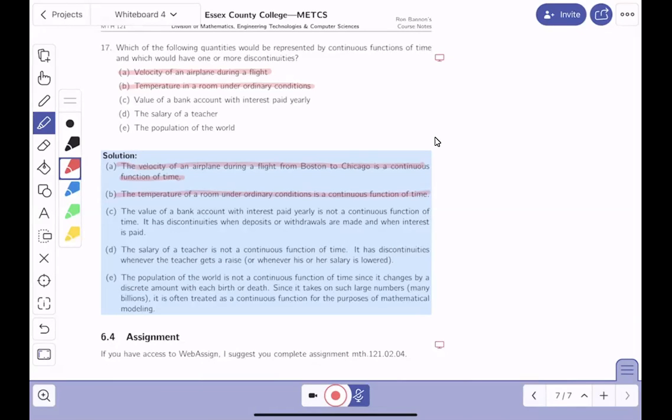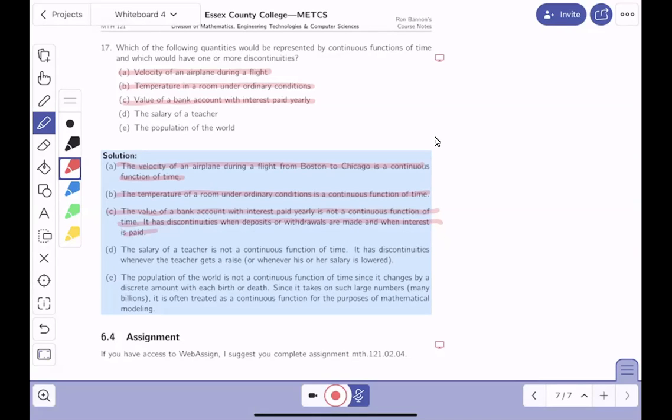I can't imagine something, nuclear war maybe, but I don't even think that would be that rapid of a change. Okay. The value of a bank account with interest paid yearly. This definitely jumps. What do I mean by that? There's a constant number, and all of a sudden, at the moment they compute the interest, the balance is going to jump. So let me read that to you. The value of a bank account with interest paid yearly is not continuous. It jumps up and down when deposits or withdrawals are made and when interest is paid.